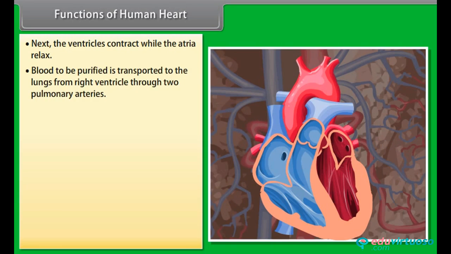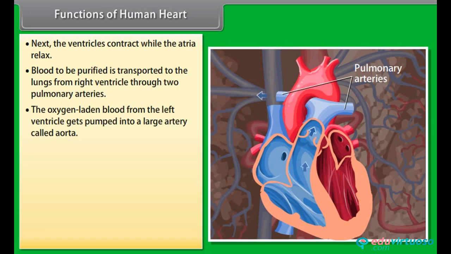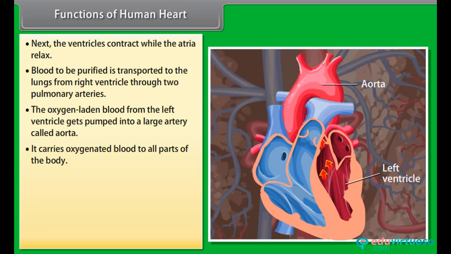Blood to be purified is transported to the lungs from the right ventricle through 2 pulmonary arteries. The oxygen-laden blood from the left ventricle gets pumped into a large artery called the aorta. It carries oxygenated blood to all parts of the body.